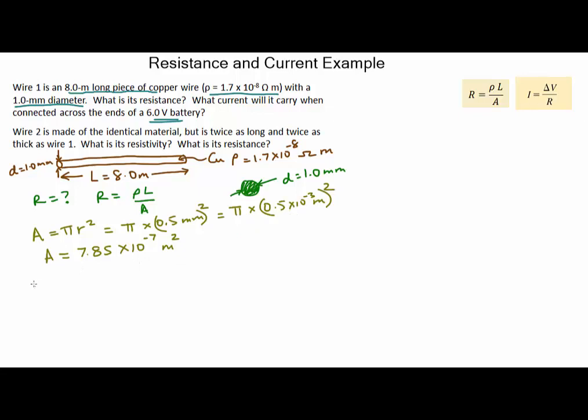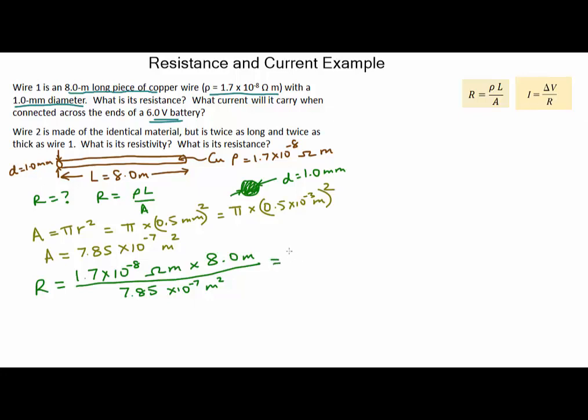Now we can go about finding the resistance because we know all the variables in that equation. So R equals rho times L over A, which is simply 1.7 times 10 to the negative 8 ohm meter, times the length, 8.0 meters, divided by the cross-sectional area, which is 7.85 times 10 to the negative 7 square meters. And you'll notice that I kept 3 significant digits for area, even though all the inputs have 2 significant digits, because for intermediate values it's best to carry at least 1 extra significant digit.